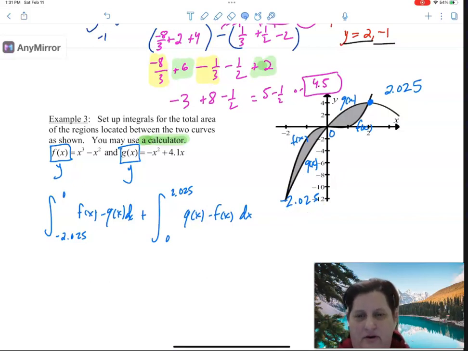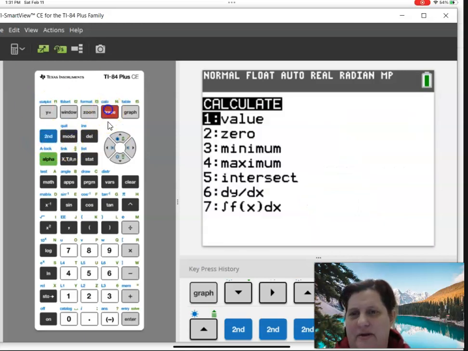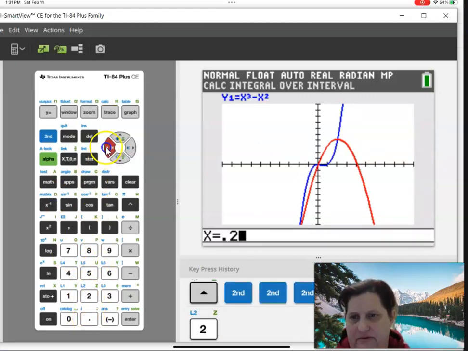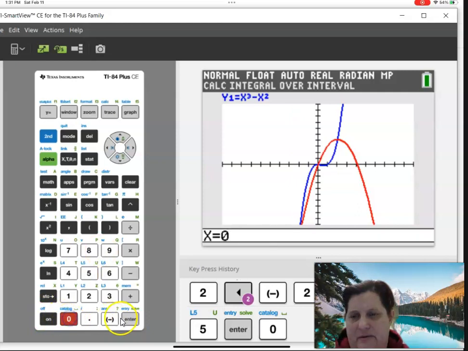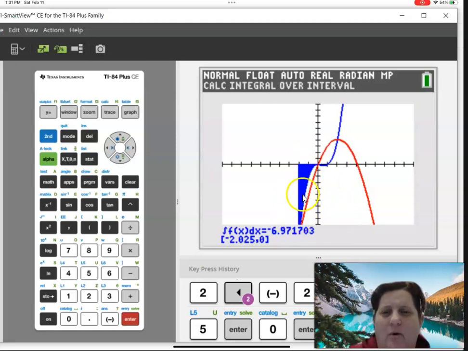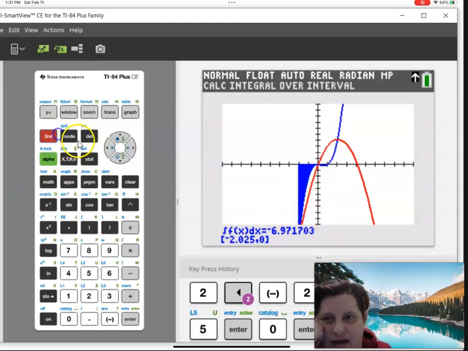All right, and now we're going to go ahead and find these integrals, but we're going to totally use our calculator to do it. Now you could do it from here, and you can calculate the integral, and I can go from negative 2.025 to 0, and it'll shade it in, and it'll look really cool. Oh no, I can't do this. Actually, you guys, I'm glad I noticed that, because that won't let me do one minus the other. This is just doing that one, and that's not good. So, hey, glad I showed you that.